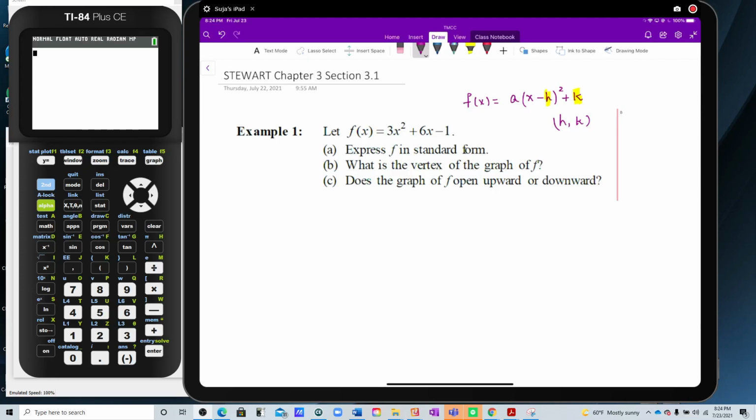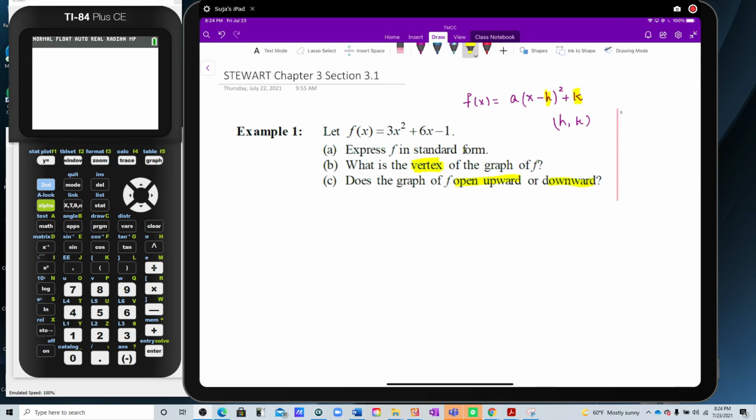In this example, we will learn how to write a quadratic function in standard form. In your book, standard form is given as f of x equals a times (x minus h) the whole squared plus k, where (h, k) is called the vertex of the graph. Either it could be a maximum or a minimum point. And depending on whether it's maximum or minimum, the graph may open upwards or it may open downwards.